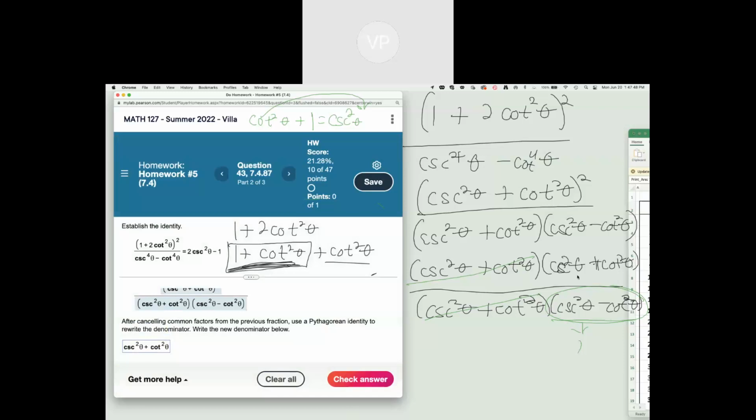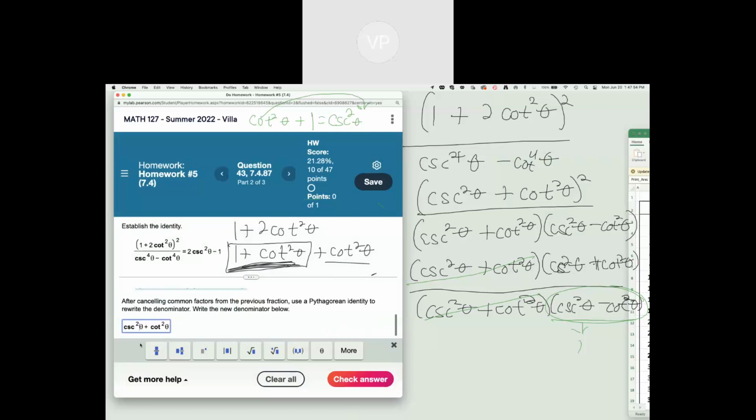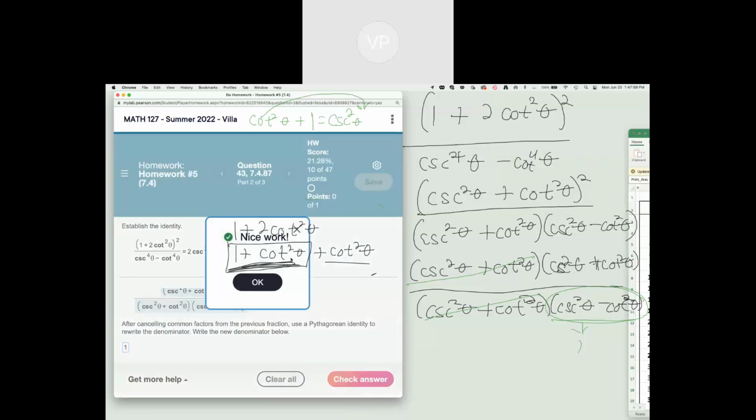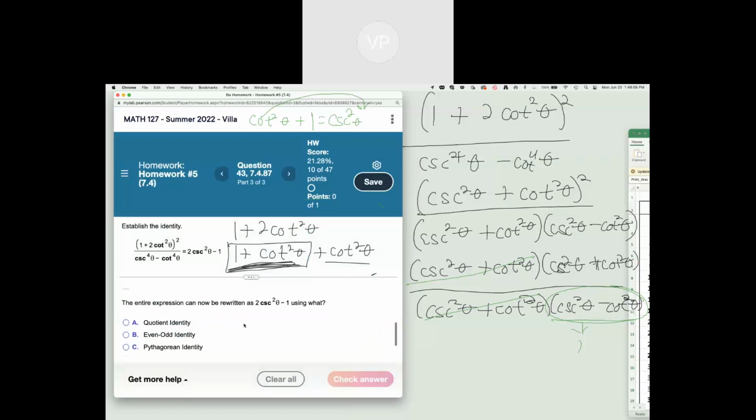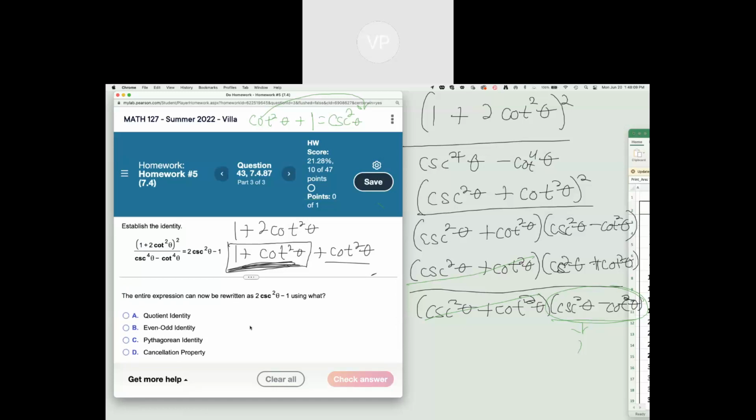Uh-oh, what did I do wrong here? Cosecant squared plus cotangent squared. Oh, write the new denominator below. That's nice. Just the 1 is what that whole denominator is. This canceled, became nothing, and that became a 1. Now the entire expression can be written as this, because what I didn't show here, what I was starting to type in there, is all we have left is this.